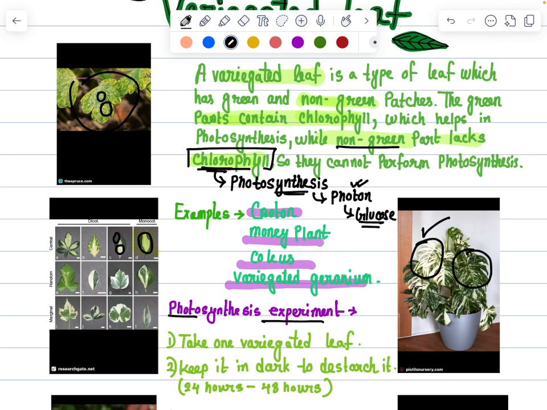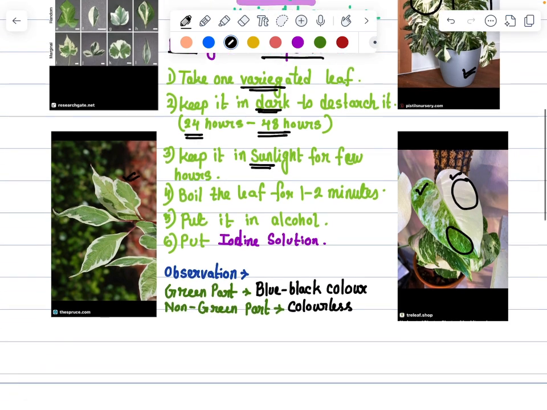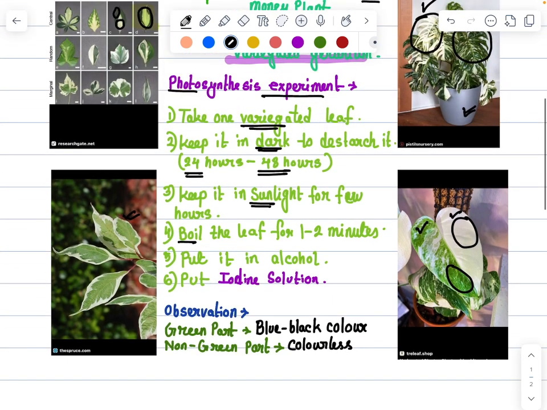So that is why we are taking this variegated leaf, because we know that they have a non-green part and a green part. The green part has chlorophyll and the non-green part does not bear chlorophyll. So we will take a plant which has this kind of leaves and keep it in the dark for 24 to 48 hours. After these 1 or 2 days, we will keep this plant in direct sunlight for a few hours. Then we will take one leaf from that plant and boil the leaf for 1 to 2 minutes.